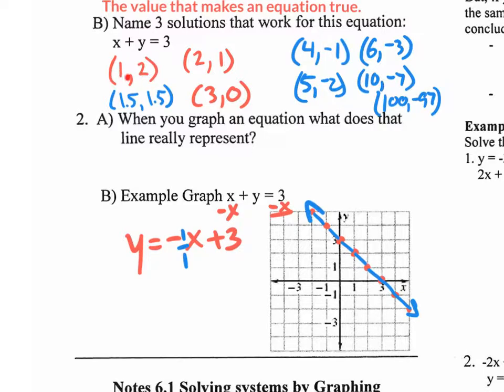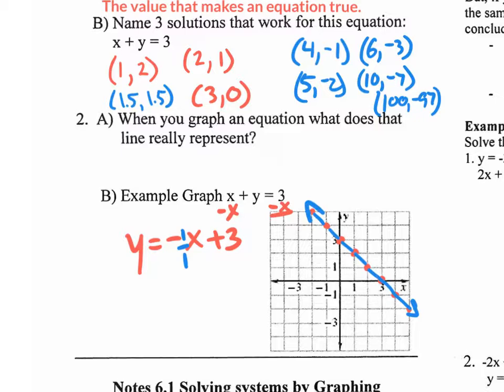And if we think about the answer 1, 2, 1 for x, 2 for y, that's a solution. And if I go over here to the coordinate 1, 2, that's a point on the line. If I go to 2, 1, 2 on the x, 1 on the y, it's a point on the line. If I go to 3, 0, 3 on the x, 0 on the y, it's a point on the line. If I go to 4, -1, it's a point on the line. Even if I go to the decimals, 1.5 and 1.5, right there, it's a point on the line. So what does this line really represent?